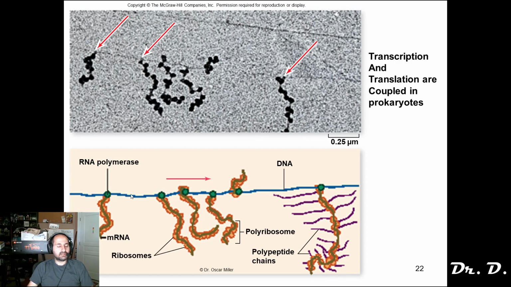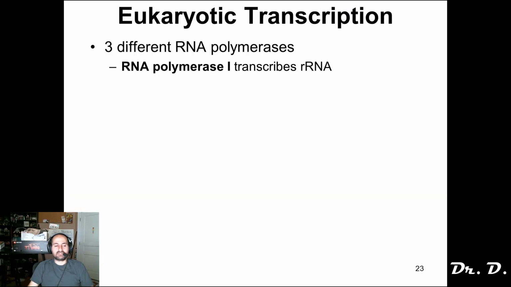Okay. This is just showing you in a prokaryote how you have the DNA. The green dot is the RNA polymerase copying the DNA into complementary mRNA. And then these little yellow circles are the ribosomes quickly attaching to that mRNA to make the polypeptide, the purple polypeptide. So remember, in prokaryotes, transcription and translation happen at the same time at the same place.